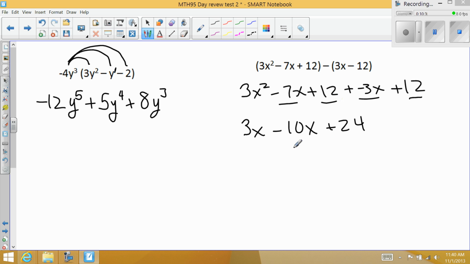And the result is a polynomial with 3 terms, so it's what we call a trinomial. And I seem to have forgotten to put my exponent there. That would be important. That makes this a second degree polynomial with a leading coefficient of 3.